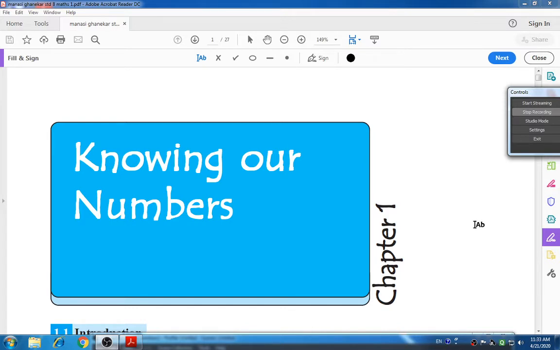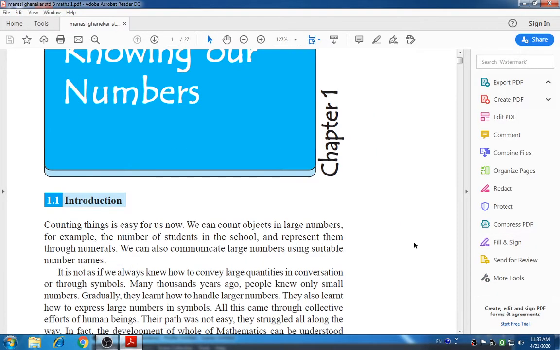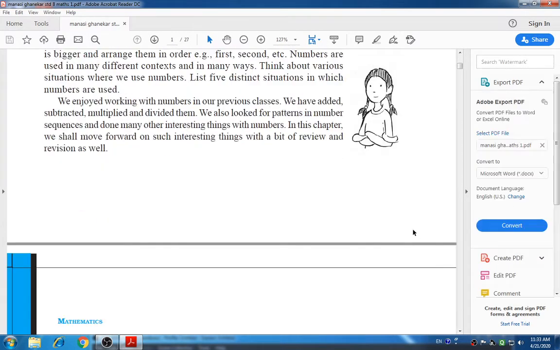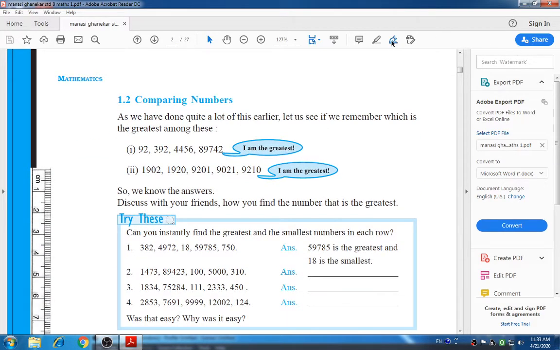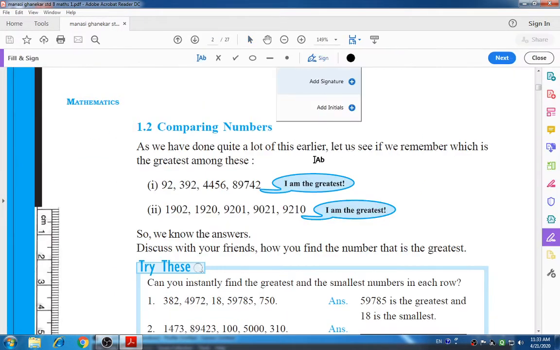So today we are going to start with our first point of the Knowing Our Numbers chapter: comparing numbers. As we have done quite a lot of this earlier, let us see if we remember which is the greatest among these. Look at the first example.